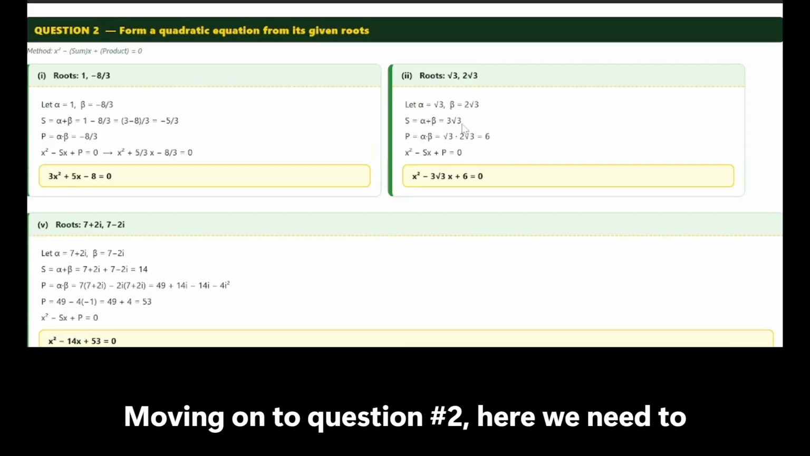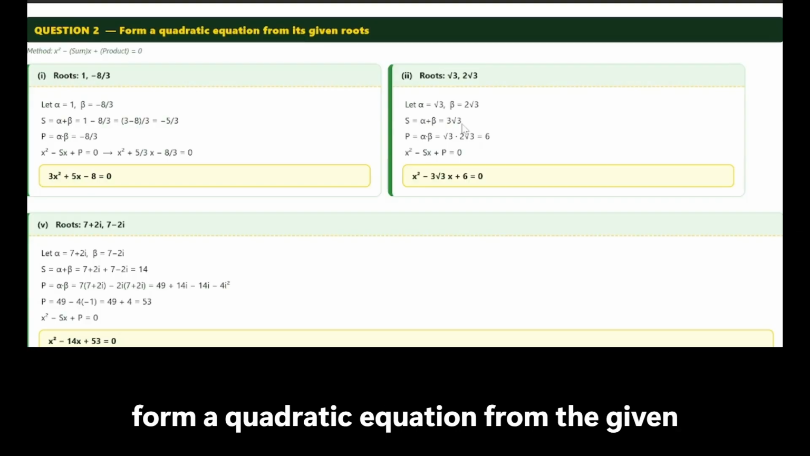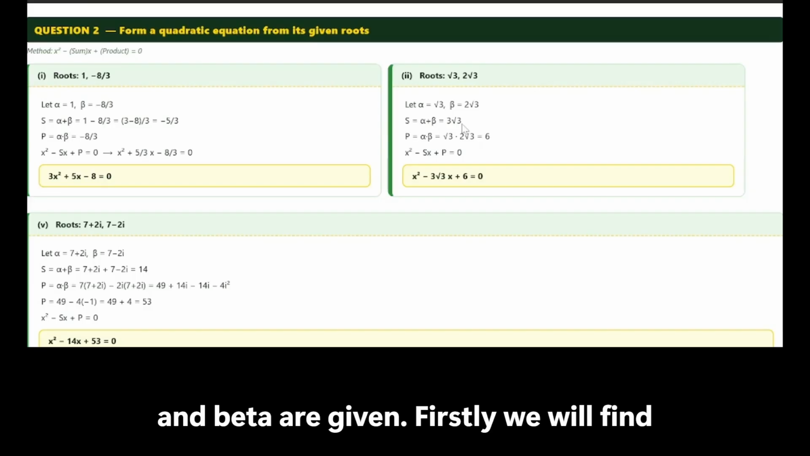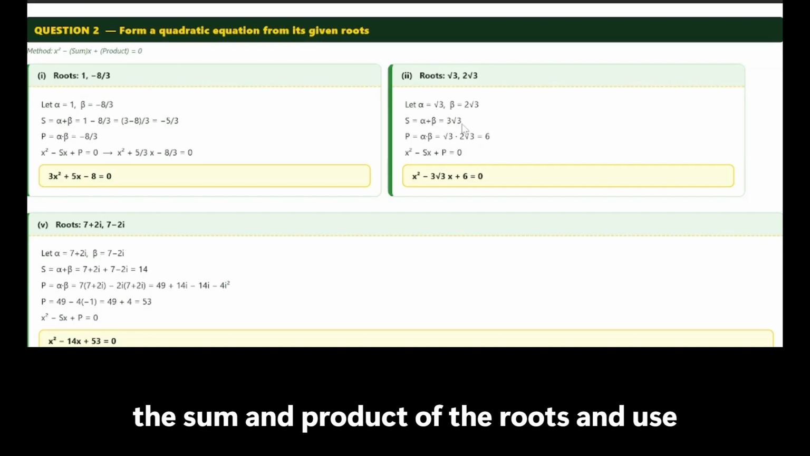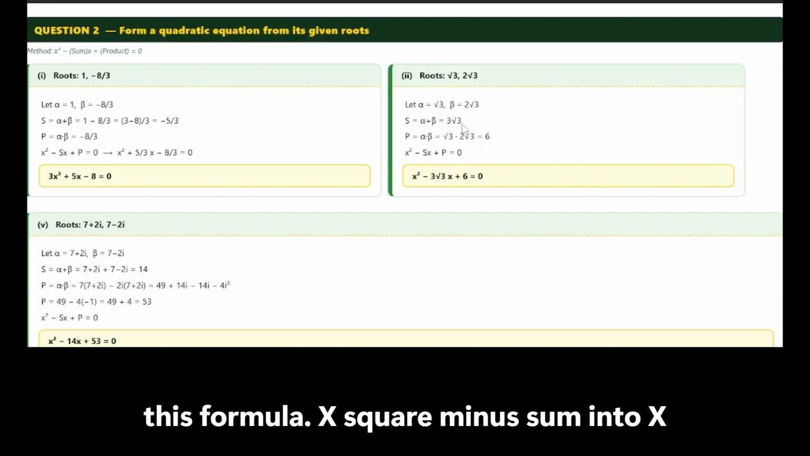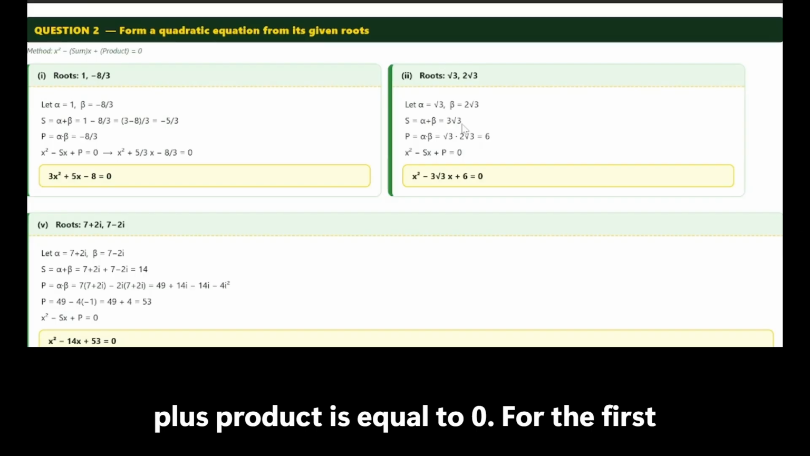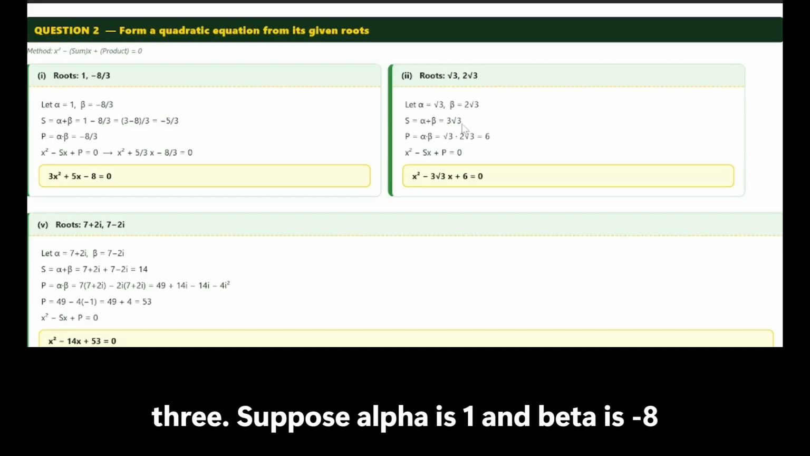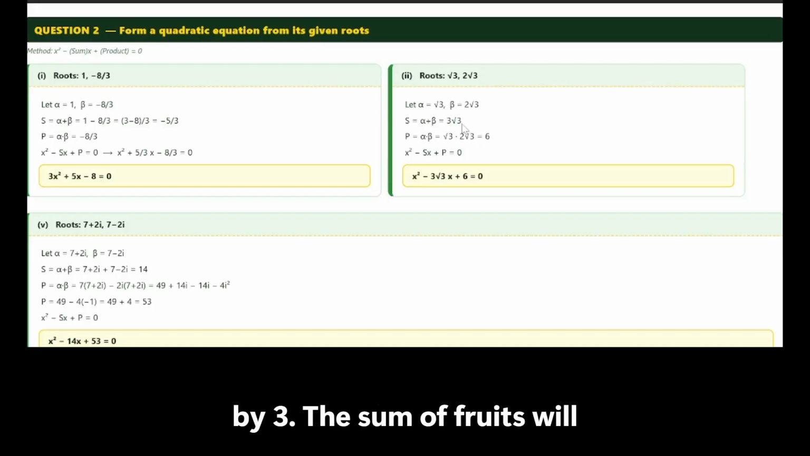Moving on to question number 2, here we need to form a quadratic equation from the given roots. If you look at the first and second part, firstly we will find the sum and product of the roots and use this formula, x squared minus sum into x plus product is equal to 0. For the first part, the given roots are 1 and negative 8 by 3. Suppose alpha is 1 and beta is negative 8 by 3. The sum of roots will be negative b over a, and that is alpha plus beta. So we can write 1 plus minus 8 over 3, and that will be equal to 3 minus 8 over 3, which is equal to negative 5 by 3.